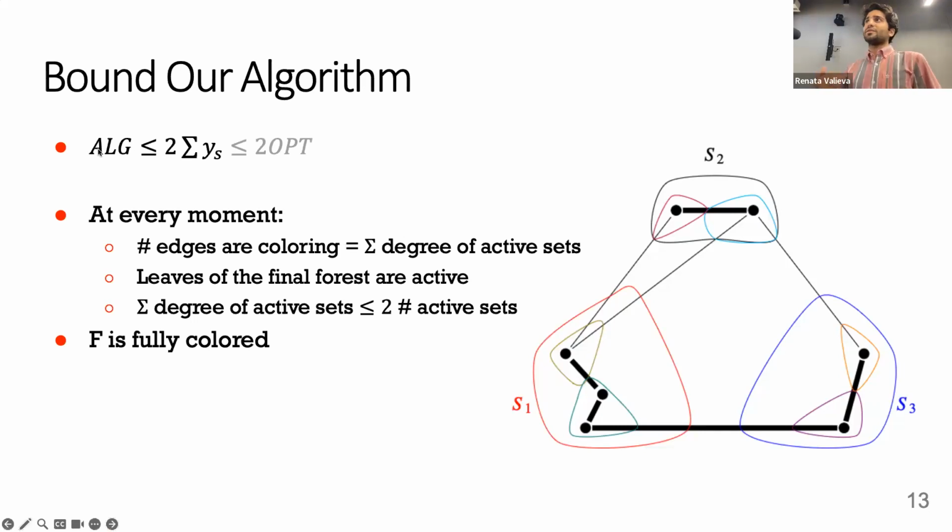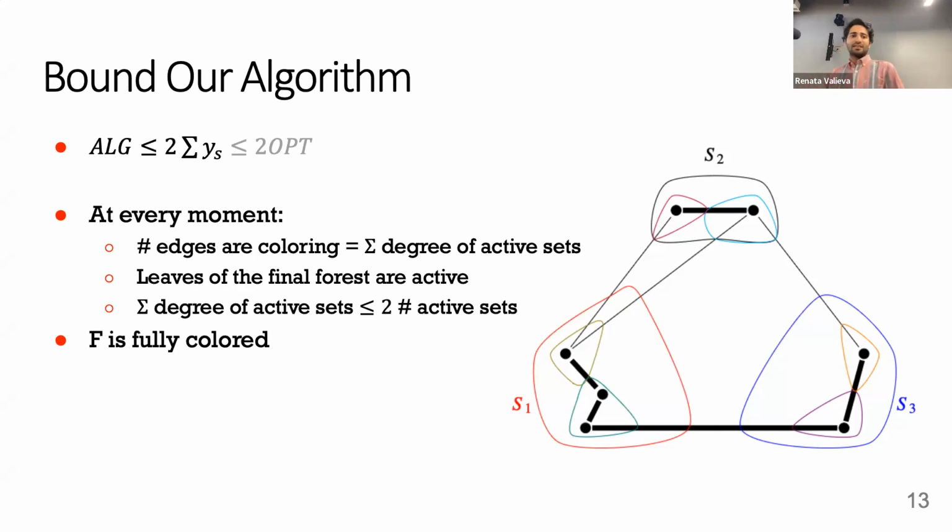On the other hand, if we prove that our algorithm is less than or equal to 2 times the total duration of coloring, then we can say that our algorithm is a 2-approximation algorithm. If you take a look at every moment of our algorithm, there is some active set that is coloring edges. We know that the number of edges that we're coloring is equal to the degree of our active set. For example, here in S1, we color 3 edges, which is the degree of that active set. And also we know that the leaves of the final forest are active, because if they are not active, there's a leaf and one edge goes out from it, so we can remove that edge. It's a redundant edge. So we know that all leaves are active.